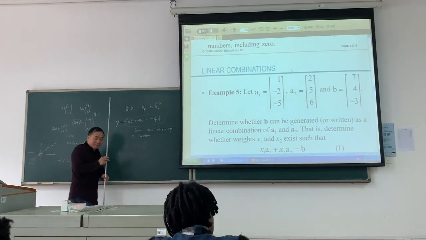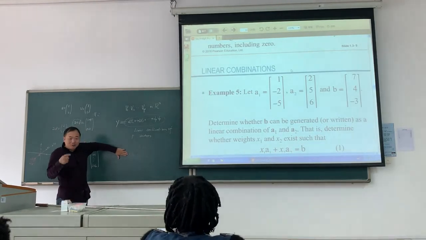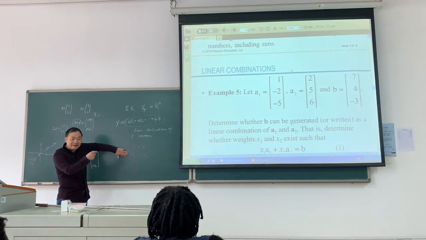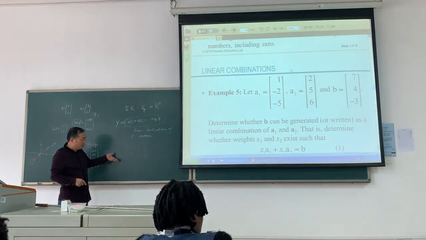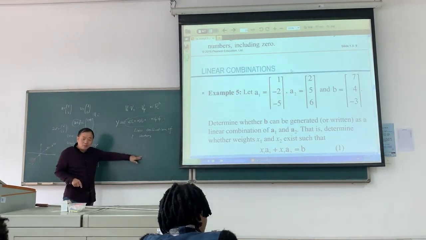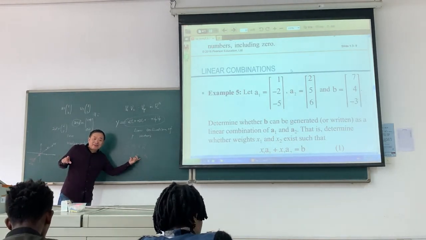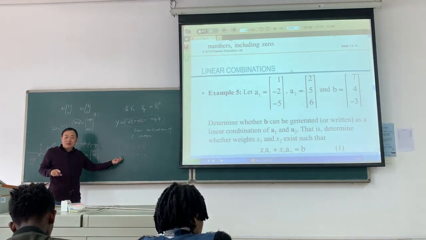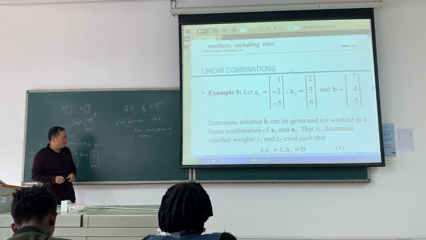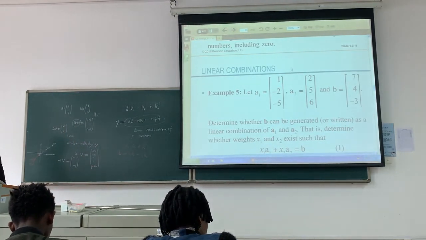Now, we first write a linear combination. And then we want to get some x1 and x2 such that this linear combination is equal to b. This is the problem. Okay, how to do this?